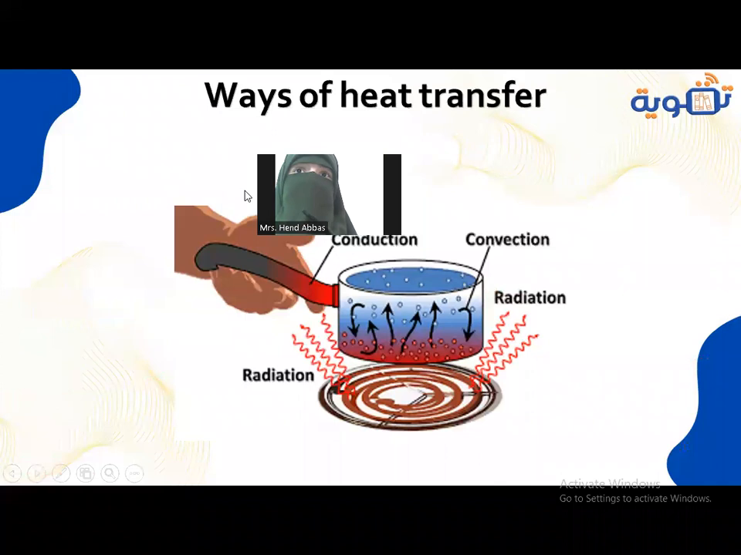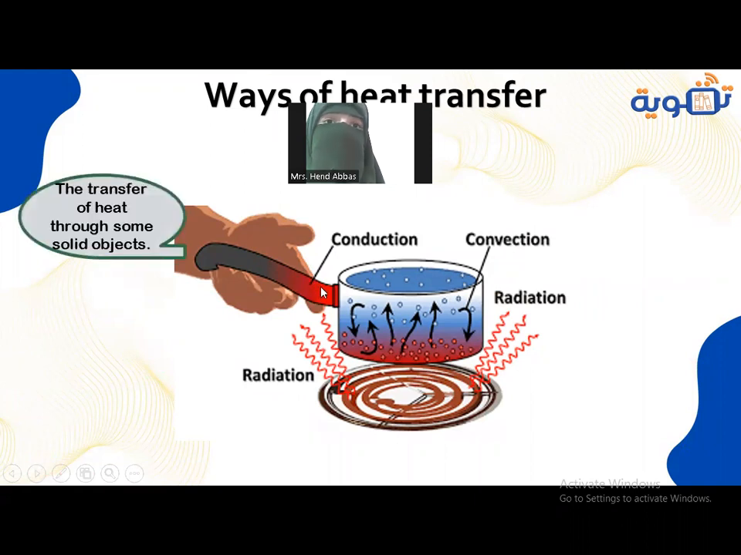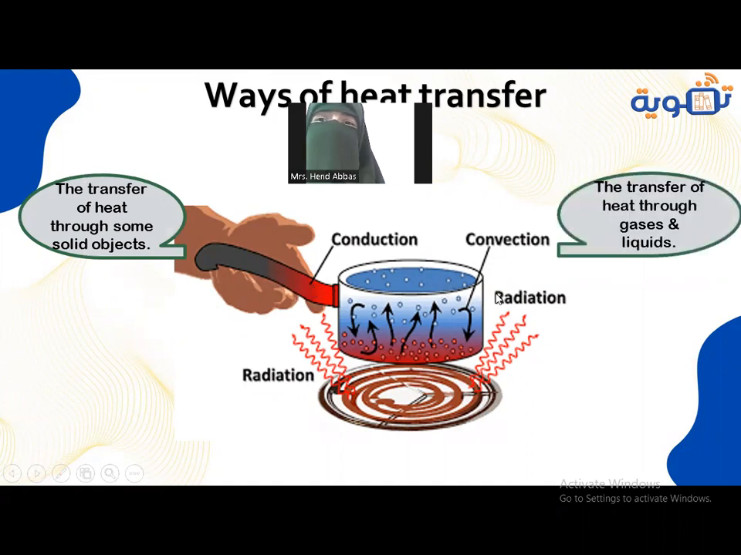What are the ways of transferring heat? The heat can transfer by conduction through solids. In solids, the heat transfers from the part of higher temperature to the part of lower temperature by conduction. What about liquids and gases? In liquids and gases, the heat transfers by convection.